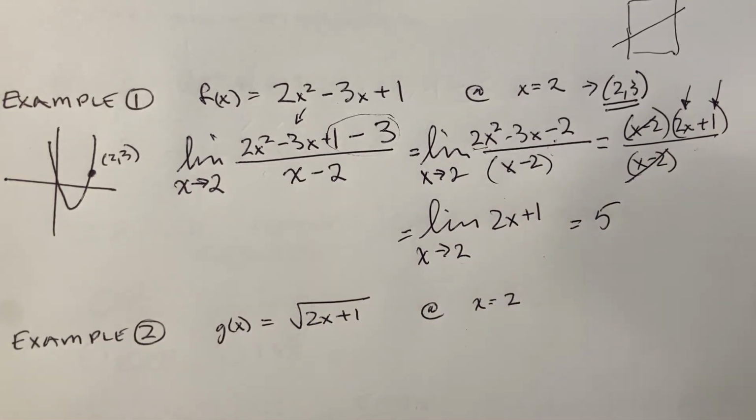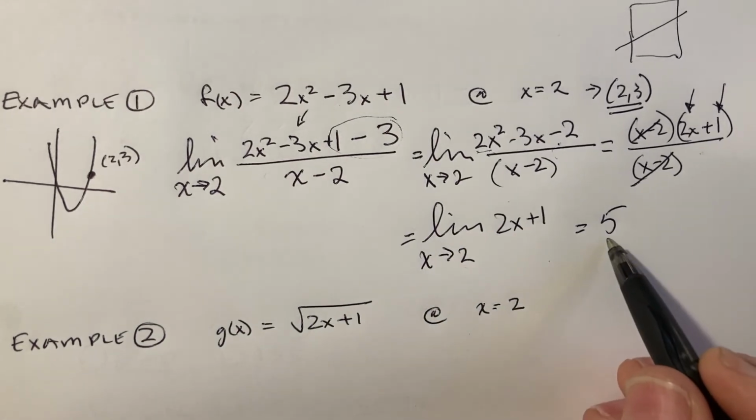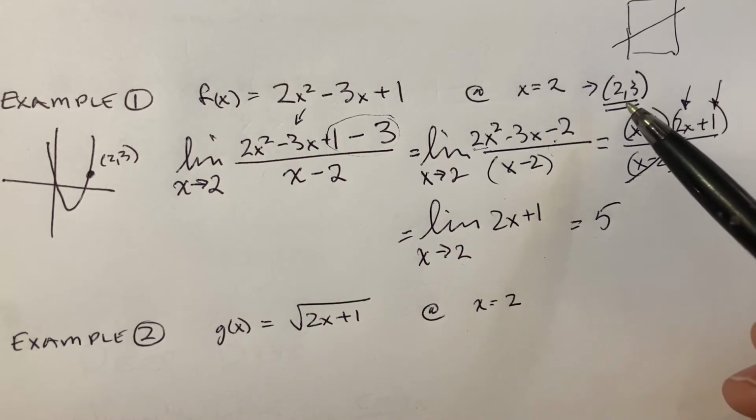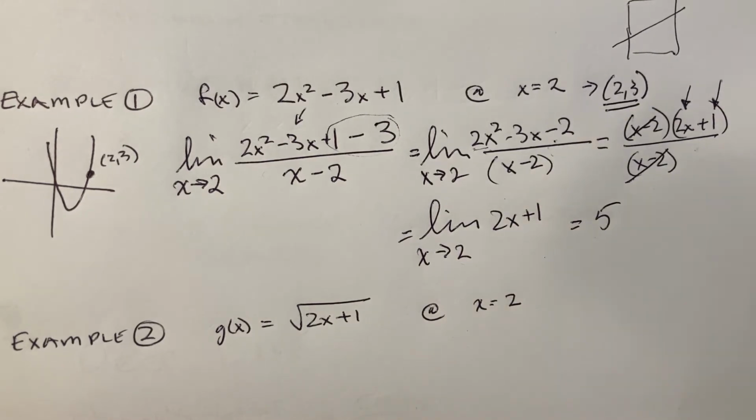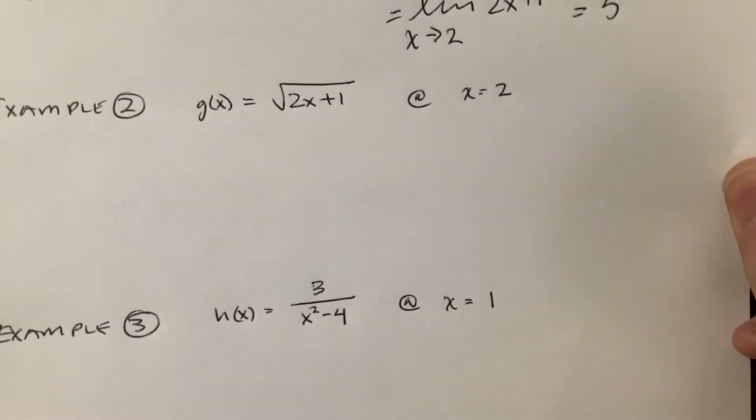So the slope of that line is going to have a slope of 5. And if I wanted to, I could find the equation of the line by just plugging in that point with that slope and getting the point-slope form of that line. Okay, moving on to the next one here.